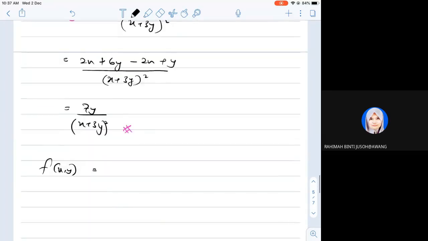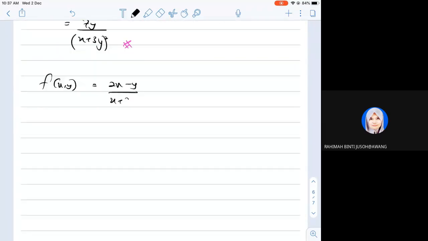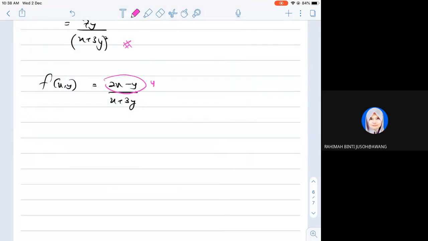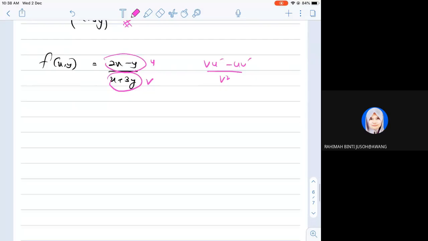To x minus y, x plus 3y. Okay, now again, this is your u, and this is your v. So again, v u prime minus u v prime over v squared. However, right now we need to differentiate with respect to y. So we will have v again, x plus 3y, multiplied by what? Differentiate u with respect to y now. Negative 1. Yes, negative 1. Okay, good.